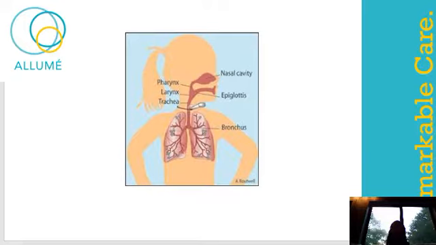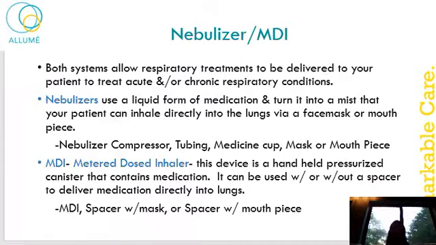The next interventions or treatments I wanted to go over are our nebulizer and our MDI treatments. I like this picture because it shows you the nasal cavity, it shows you where the epiglottis is compared to the larynx and the trachea, and of course a nice picture of this little one's lungs. For a nebulizer or MDI, both systems allow respiratory treatments to be delivered to your patient to treat acute or chronic respiratory conditions. The MDI actually gets the medicine in quicker, but some patients don't tolerate it as well, and you can't get all the medications in this form.